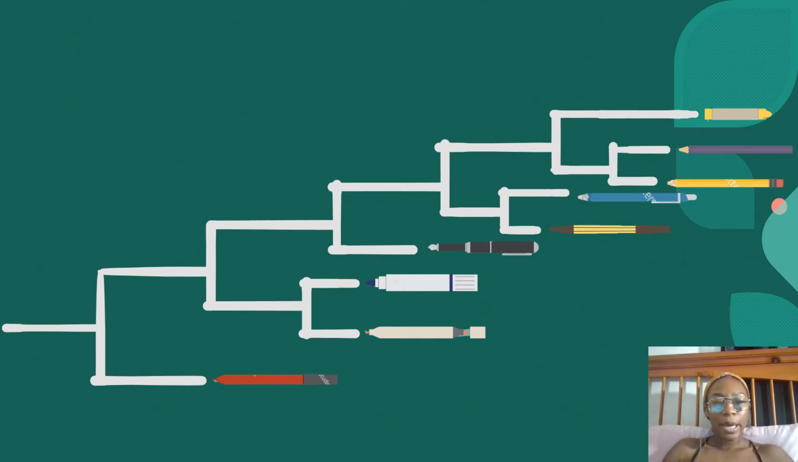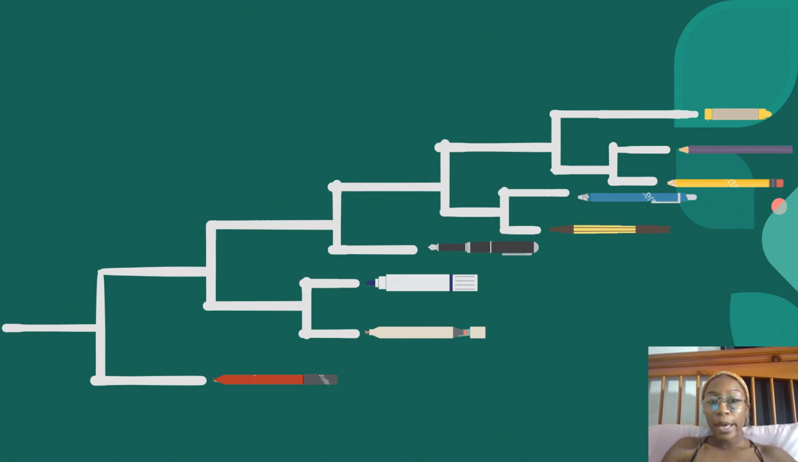Now, working our way back to the rest of the internal nodes, which hold our writing utensils that work on paper, we begin with markers, both permanent and non-permanent. This is also displaying our first example of cladogenesis, as the markers branched from our pens and were broken off into those permanent versus non-permanent statures.